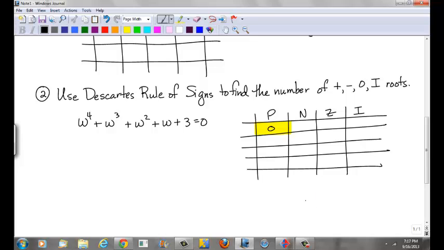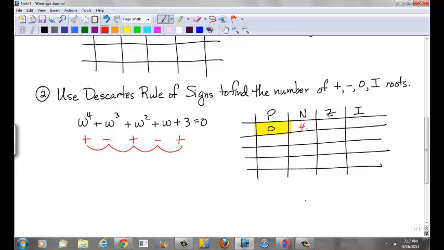Okay, and then to get the next box, everywhere you see a W, you're going to substitute in a negative. So a negative W to the 4th would be positive. The negative W cubed would be negative. A negative W squared would be positive. And then this would stay a negative W and the positive 3. Okay, and count variations. There's 1, 2, 3, 4 variations in sign.